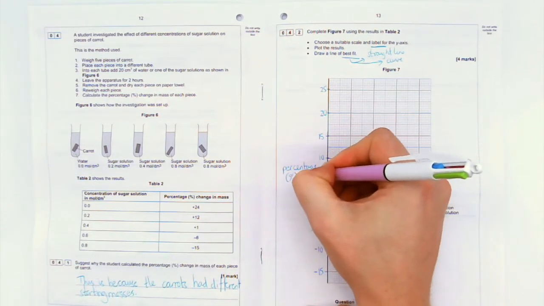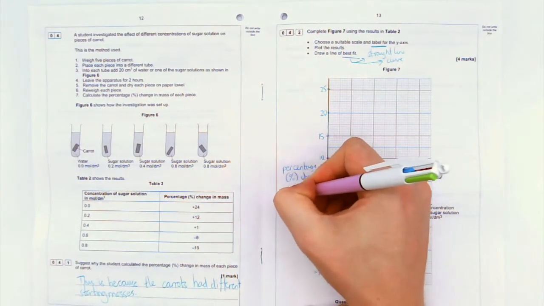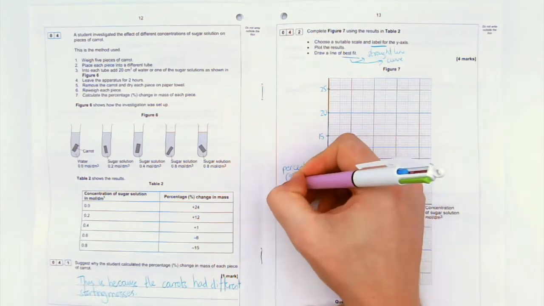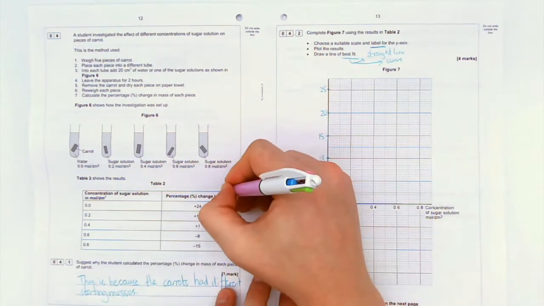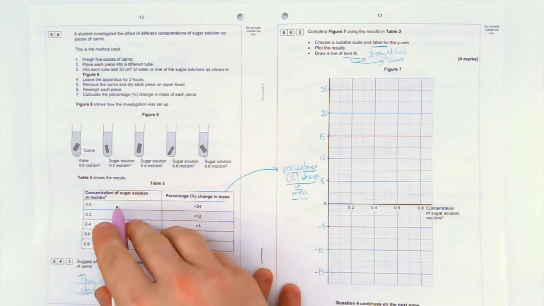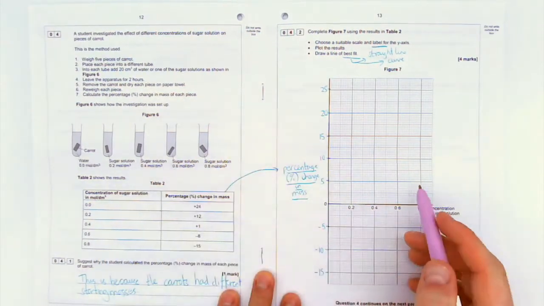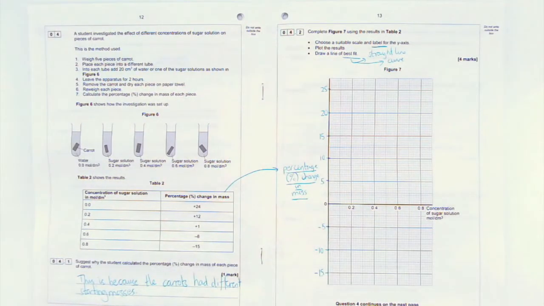Now, labelling the axes doesn't need to be difficult. It's just the column headings. Okay, and you can see that this one over here is your x-axis label.